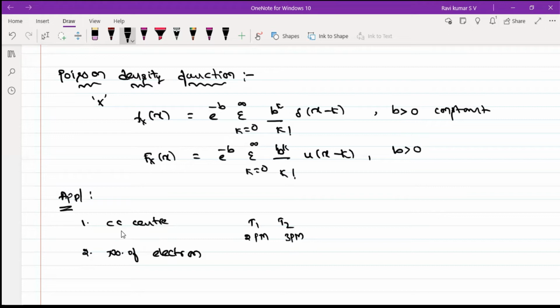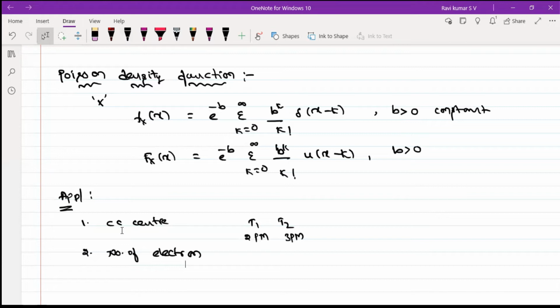Now, how to calculate the b value here? That is the main topic. b is a constant. So when you observe the examples or applications I have mentioned for the Poisson density function, it is related to a certain time duration. The number of calls made at a customer care center during a certain period of time, or the number of electrons emitted from the cathode during a certain period of time, or the chance of getting a queue at the theater or at a petrol pump or gasoline station, whatever it may be. So it is related to a certain time period.